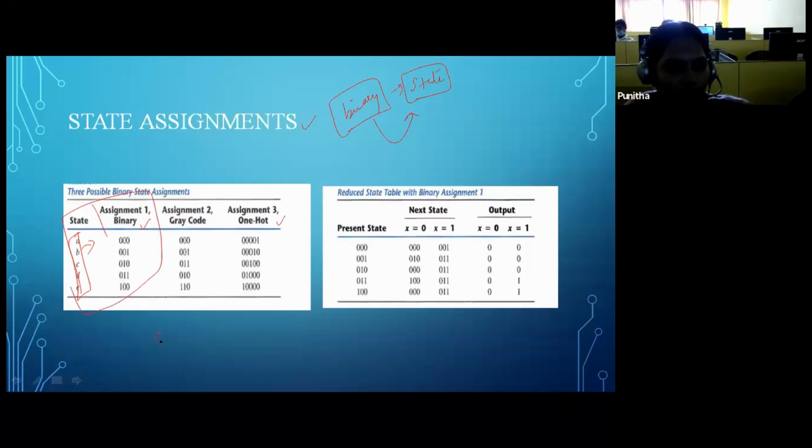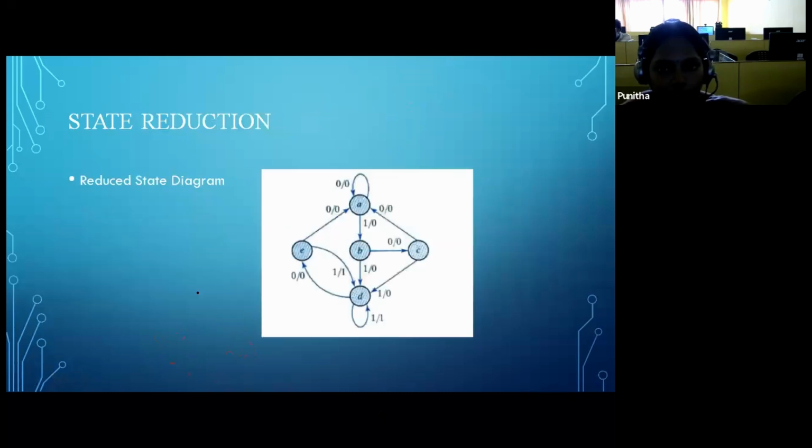Wherever I look at state A, it will be replaced by 000. Wherever I see state B, the replacement is 001. C means my replacement will be 010. D means the replacement will be 011. E means the replacement is 100.